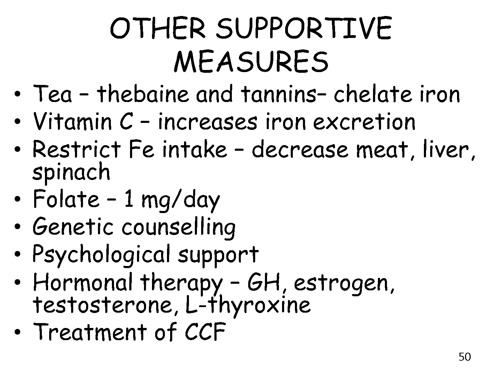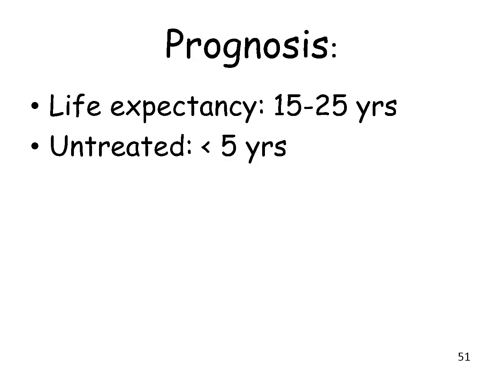We can give hormonal therapy: growth hormone, estrogen, testosterone, L-thyroxine. We can treat CCF, a toxic effect of the deposition of iron in cardiac muscle. Prognosis should be explained to the attendant. Life expectancy is only 15 to 25 years. If the patient is untreated, the life expectancy is less than 5 years.